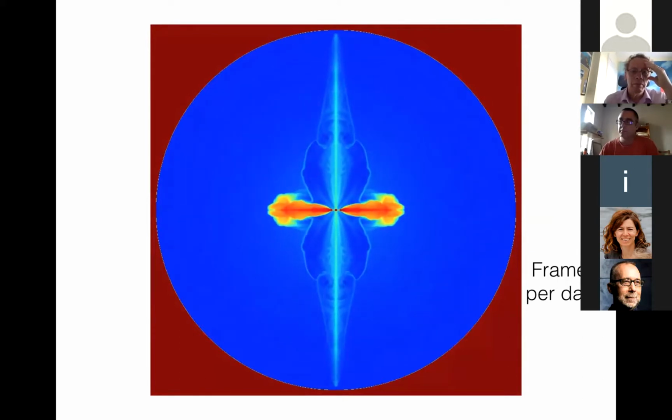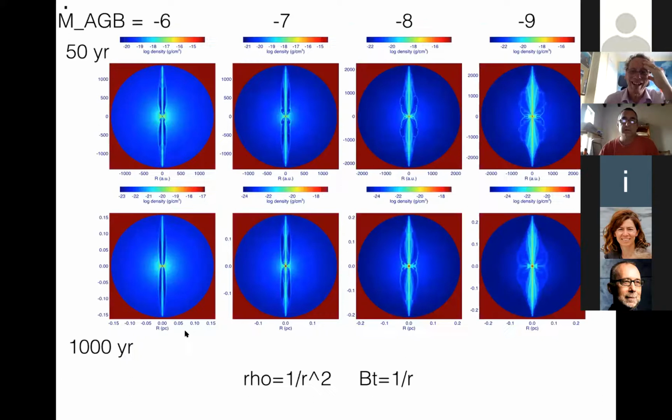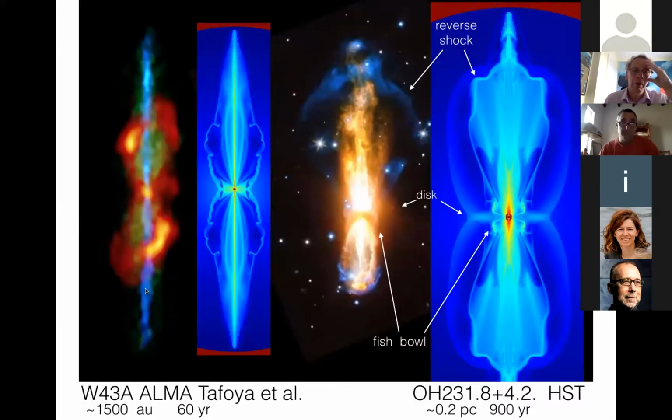I have two minutes more, I think. So we were playing with several solutions, different mass loss rates, and different ways to treat the magnetic field in the outflow also. Comparing with real observations, with real objects, for example, W43A is a water fountain. I think it's the best case right now in protoplanetary nebulae. You see the jet in CO very clearly, the bipolar lobes here. The agreement is, this is 50 years, 60 years, but it's amazing.